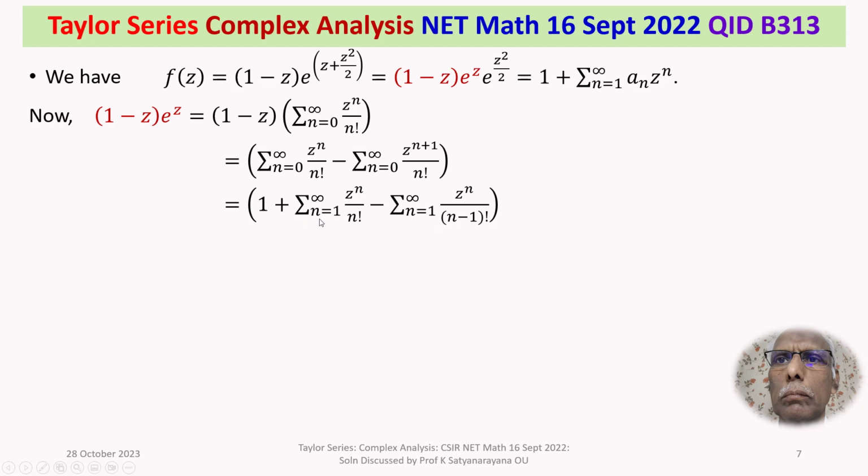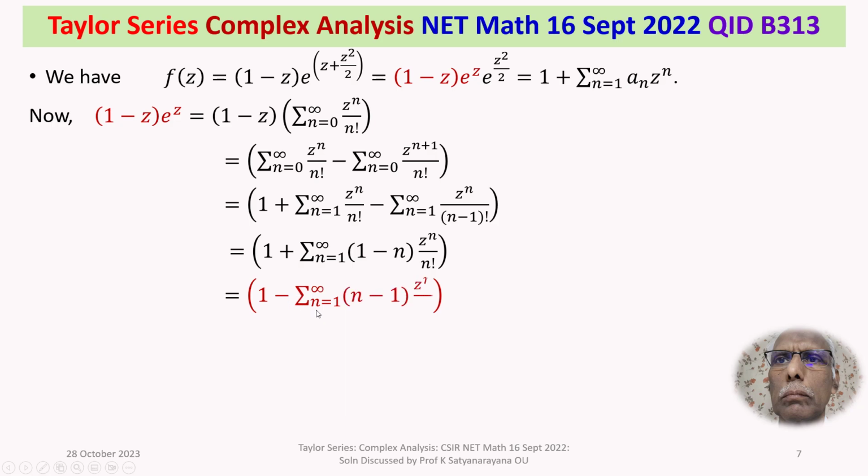Agreed. Now take these two, and that is 1 plus sigma n is equal to 1 to infinity z power n by n factorial, which we have taken common. When you take z power n by n factorial common, here you will get 1 minus n. So this will be 1 minus n times z power n by n factorial. Agreed. This 1 minus n we have written as n minus 1. For that we have kept a minus here. So 1 minus sigma n is equal to 1 to infinity n minus 1 into z to the power of n by n factorial. Right.